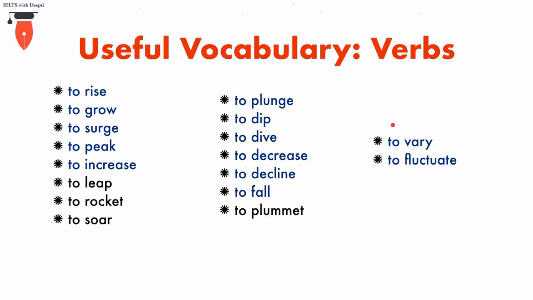And if you're not sure if it is increasing or decreasing because it shows a very irregular pattern, then you can use verbs like to vary or to fluctuate. Now we need multiple words because we need to express our ideas without using the same vocabulary multiple times. So using different words will give the examiner an idea that you have enriched vocabulary, and at the same time it will not make your write-up monotonous.